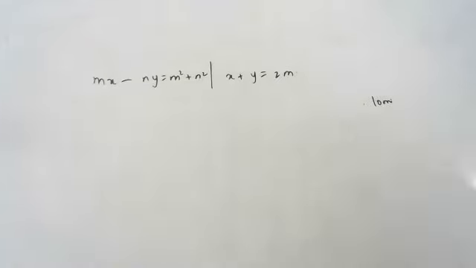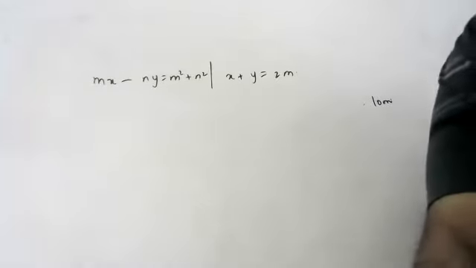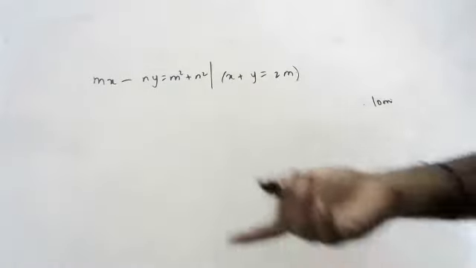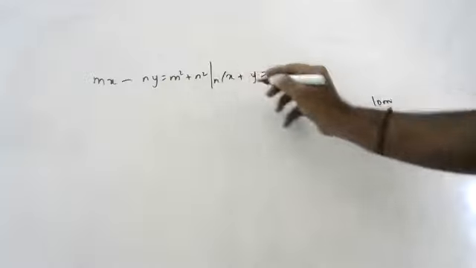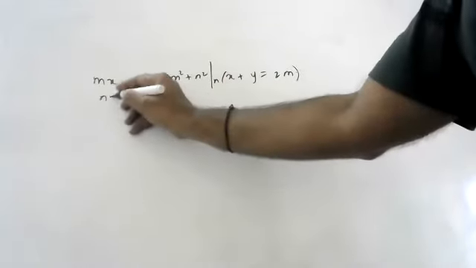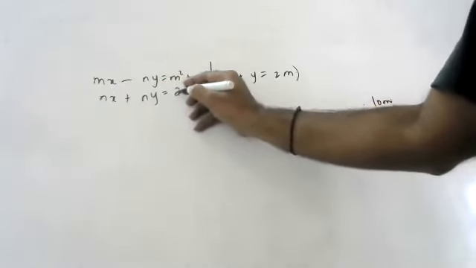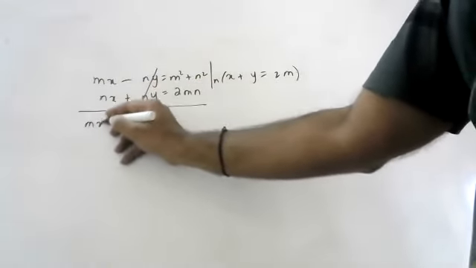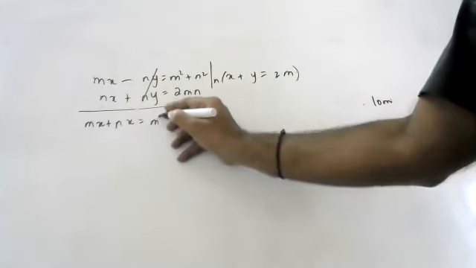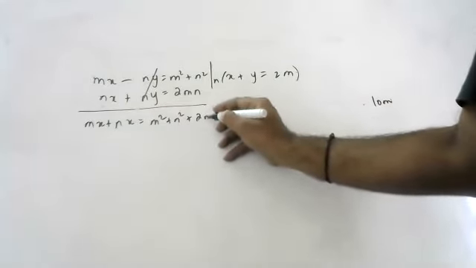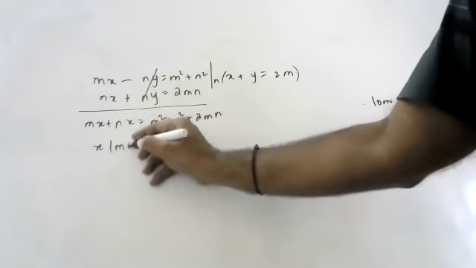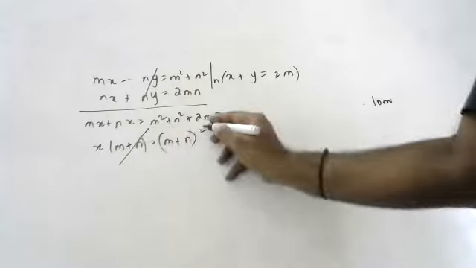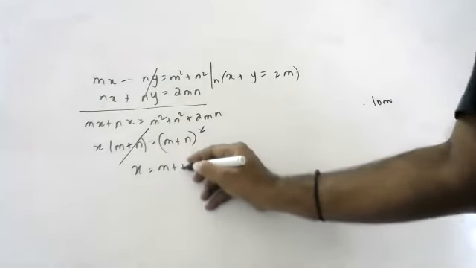What do you have to do, children? Multiply the whole equation with m and n. Your wish. Okay. So what do you get? Nx plus ny is equal to 2mn. And this and this gone. Here mx plus nx is equal to m square plus n square plus 2mn. X if you take common, m plus n. This is m plus n whole square. This and this gone. X is equal to m plus n.